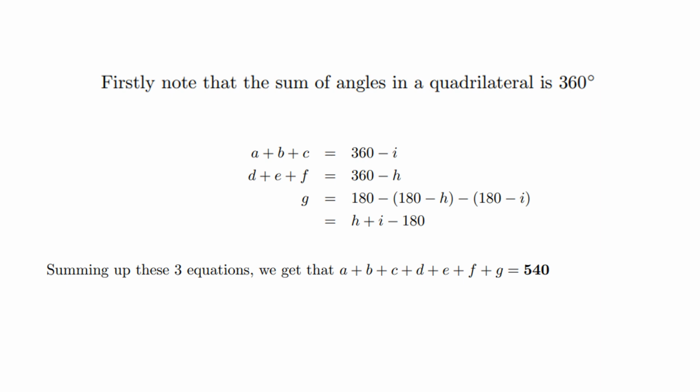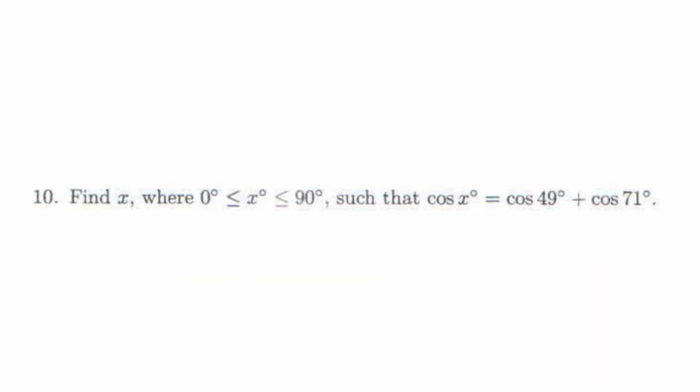And then if you sum up these three equations, we get that the sum of A, B, all the way to G is 540. Next question, question 10.